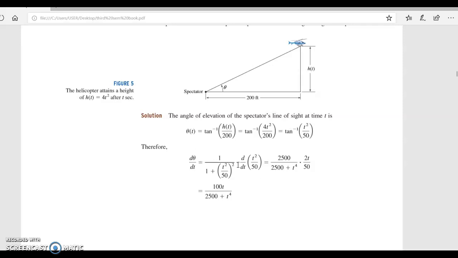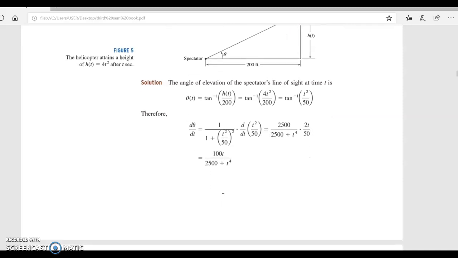And what will be d theta by dt, the derivative? Take the derivative of tan inverse of u. That is 1 by 1 plus u square into du by dt. Here u is t square by 50, in place of u. So we will get this. You do it, please.